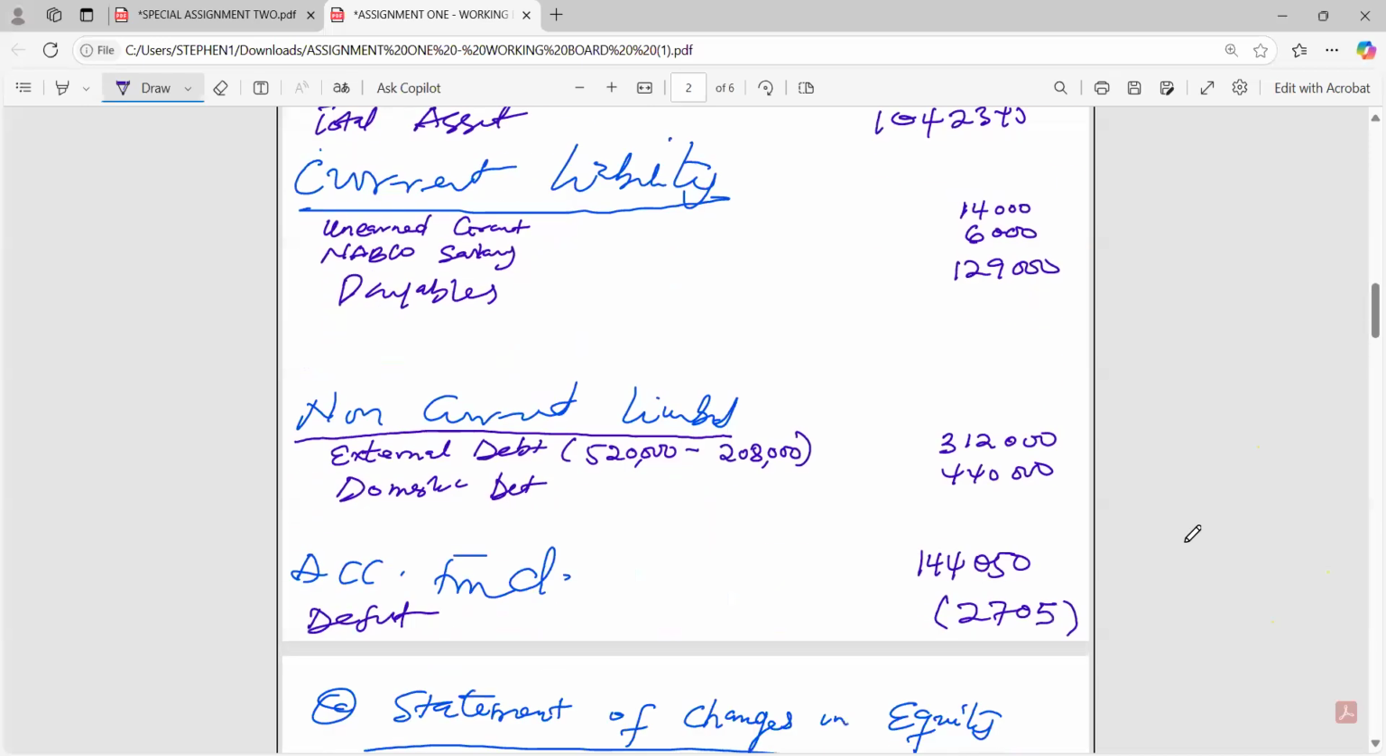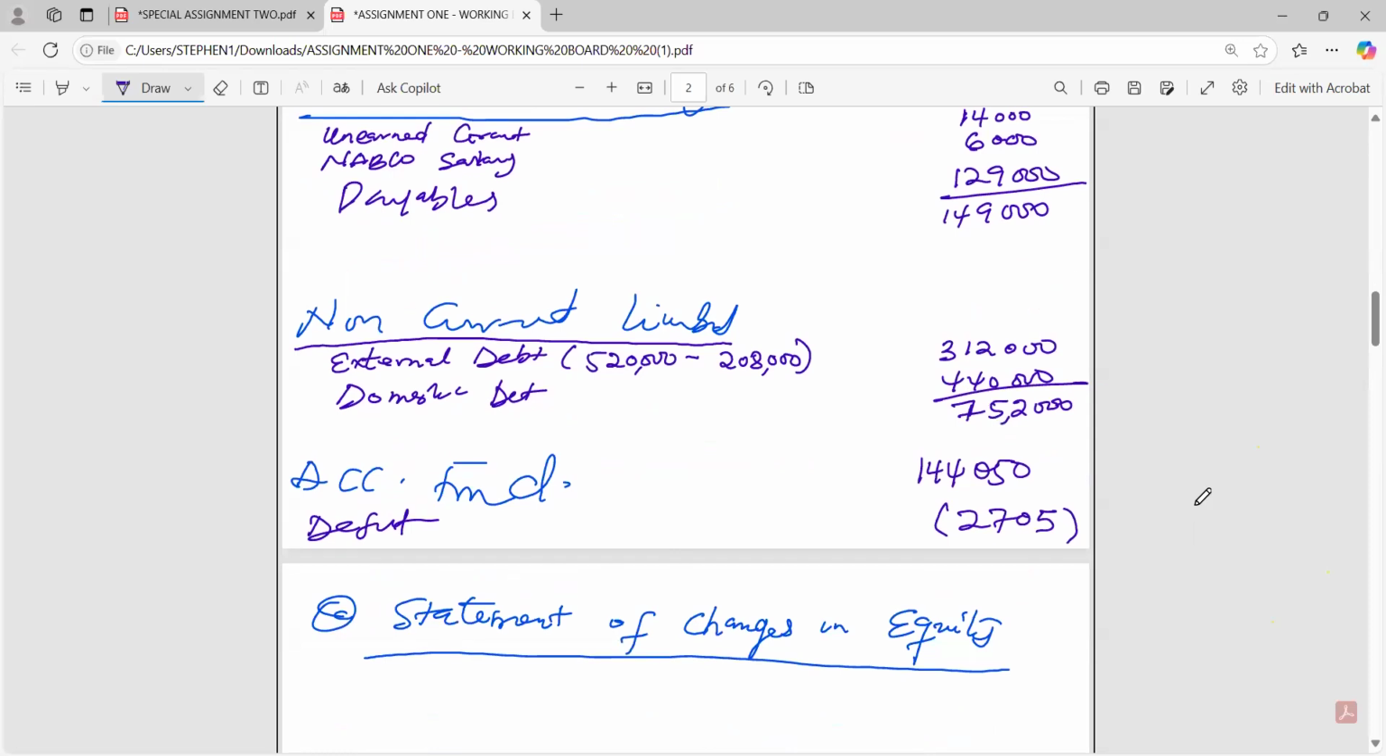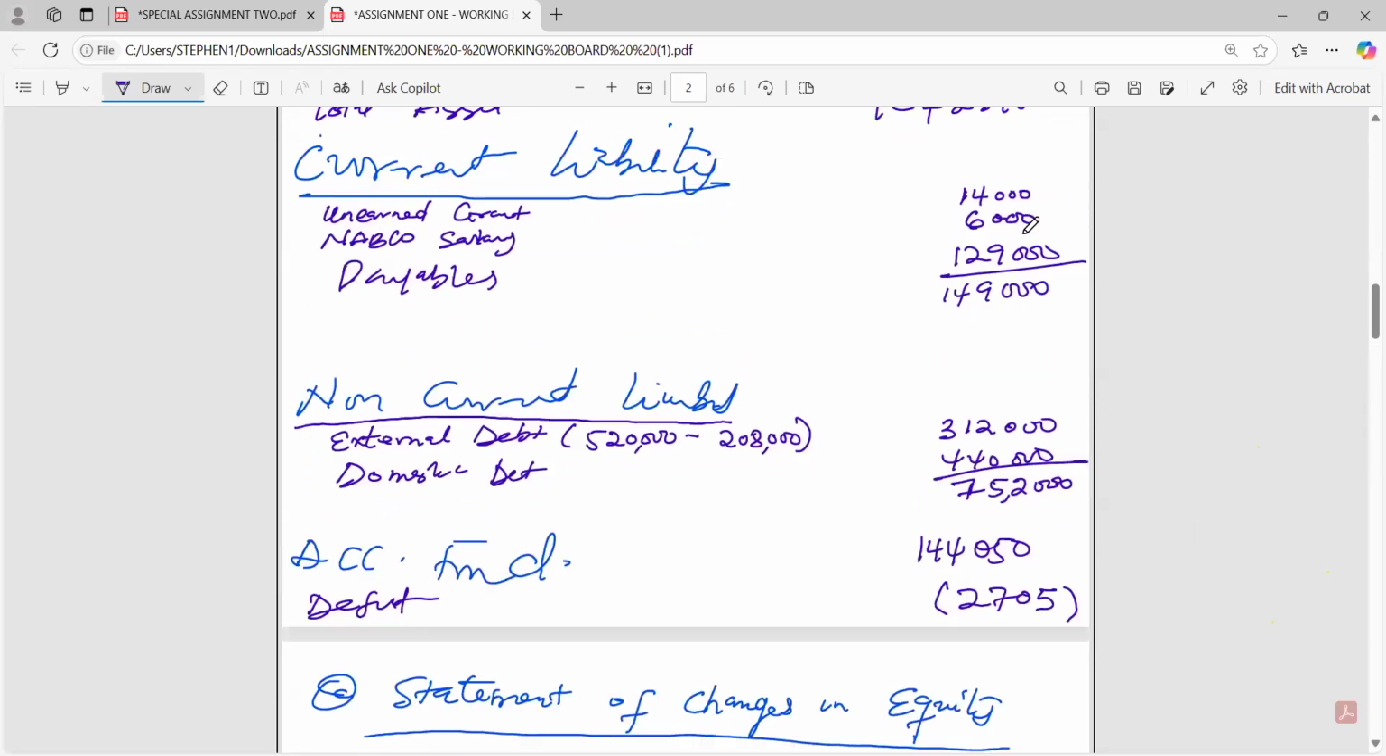Good. Please add total current liability for me. 30. 149,000. Total non-current liability. 752,000. 75,000. Okay, good. Now, this is what we do.